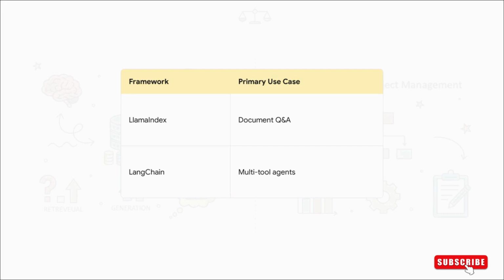Now, Llama Index is purpose-built specifically for document Q&A and RAG. Because it treats retrieval as its primary feature, it requires significantly less boilerplate code. LangChain, conversely, is this massive, general-purpose LLM framework. It's fantastic if you need multi-tool agents with crazy complex routing patterns. But listen, if your main goal is just getting an AI to answer questions from your internal documents, Llama Index is very often the faster, more opinionated starting point.